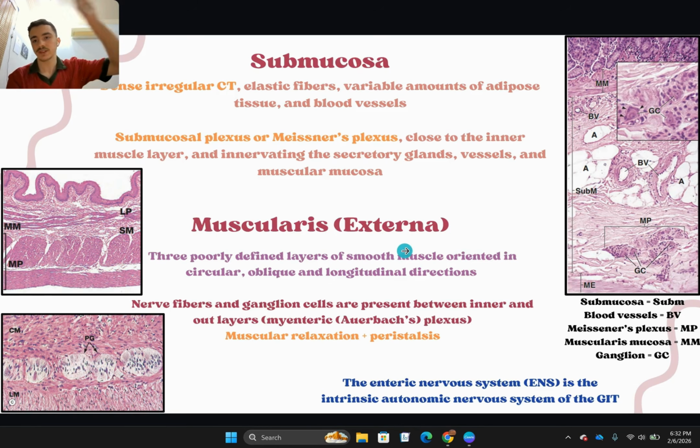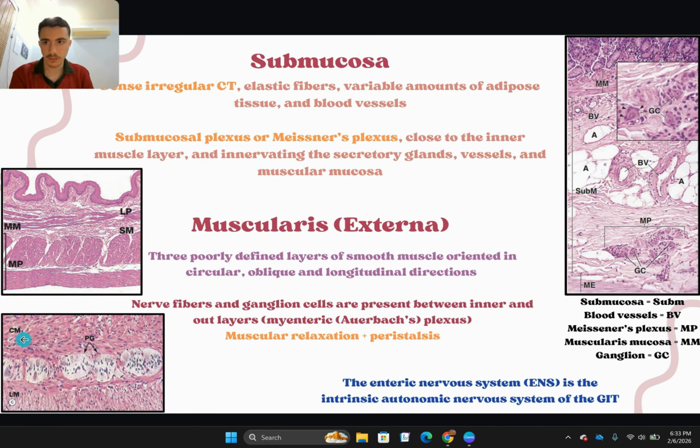Muscularis, the last thing, which is the externa. As we talked, there are three poorly defined layers: oblique, circular, and longitudinal. But you cannot differentiate or appreciate them, they are very poorly defined, so don't focus on it. But know that you can find the nerve fibers and the ganglia cells. They are present between the inner and the outer layers.